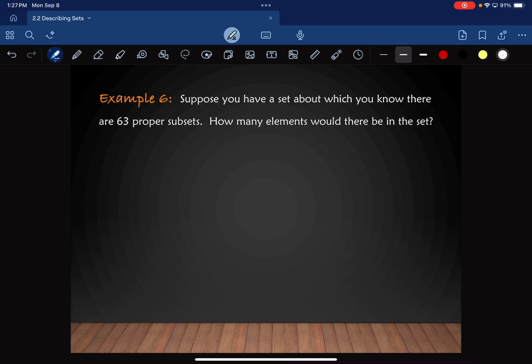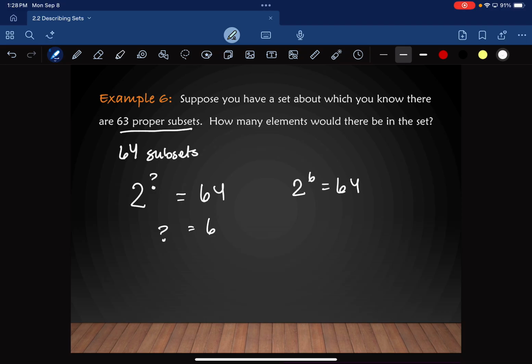So let's think backwards, right? This is a working backwards kind of problem. If I have 63 proper subsets, how many subsets do I have? 64, okay? I'm adding 1 back in because I took 1 out when I created proper subsets. There's 64 subsets. So the question then would be, what's the power I need to raise the number 2 to in order to get 64? Do you know? It's 6. So my question mark, which you're welcome to put a variable in that spot, is the number 6 because 2 to the 6th is 64. So the answer would be 6 elements.